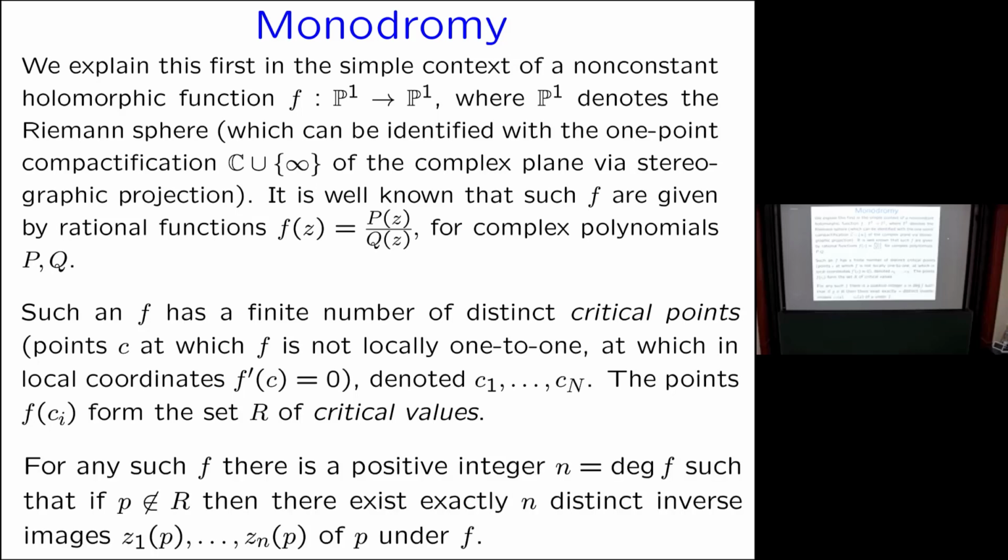And for any such f, there's a positive integer n, which is the degree of f. That means that for any p in the Riemann sphere that is not a critical value, there are exactly n distinct inverse images of p under f. As long as you don't have a critical value, it has exactly n inverse images.